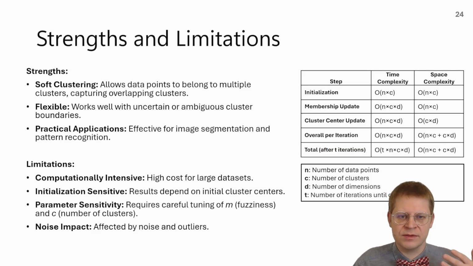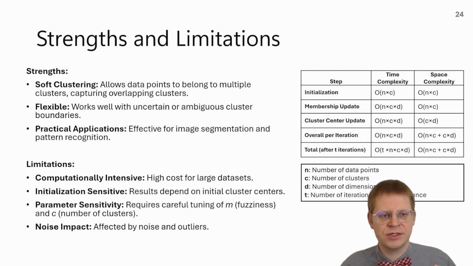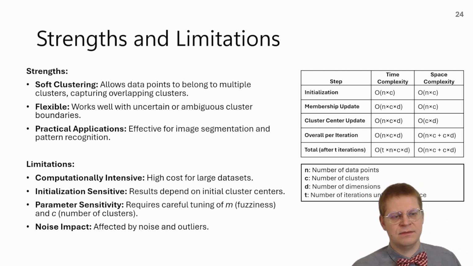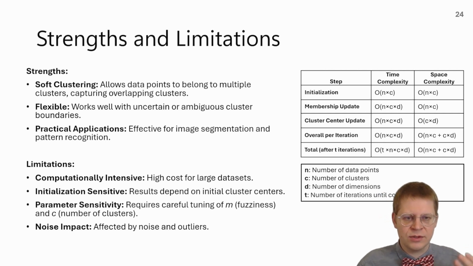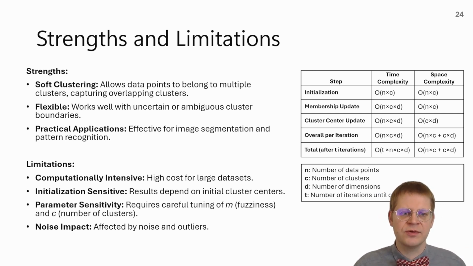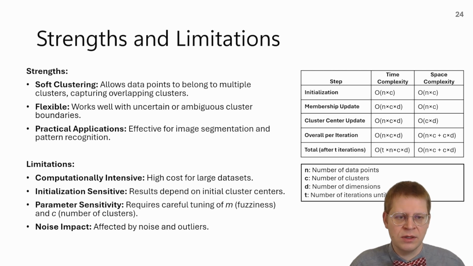What about strengths and limitations? Well, it is a soft clustering, and unlike hard clustering methods like K-means, Fuzzy C-Means allows overlap, making it more realistic for applications where boundaries are not clear-cut. Flexibility. It works well with uncertain or ambiguous cluster boundaries, such as when analyzing customer preferences or medical diagnosis.